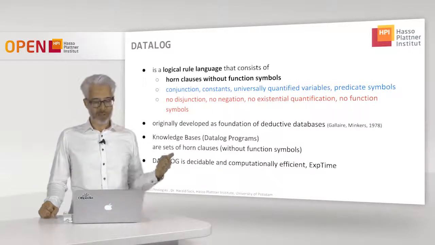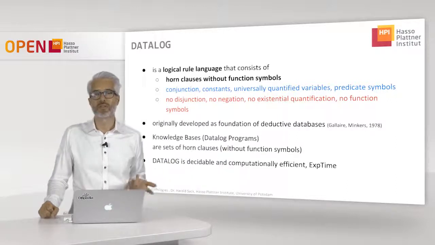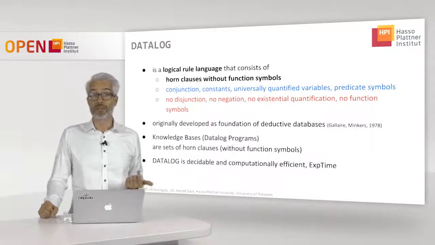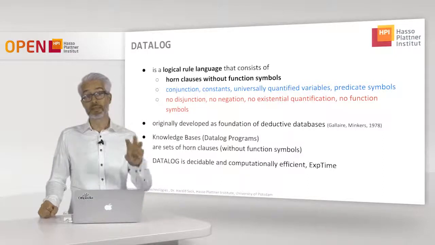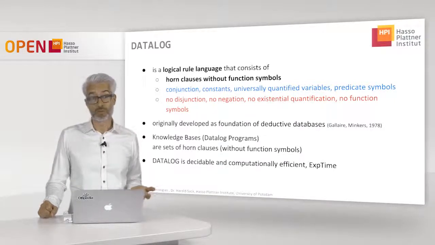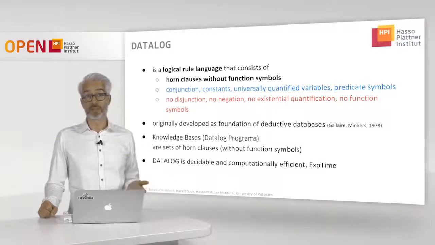But what is allowed are conjunction, constants, universally quantified variables, and predicate symbols. What is not allowed are disjunction, negation, existential quantification, which we already know is not allowed, and function symbols. The nice thing is, if you restrict to that subset of first-order logic, then what you have as a result will be decidable. And not even that, it's also computationally efficient.